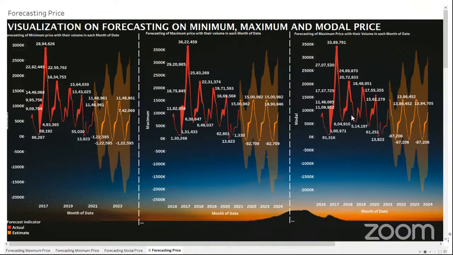Altogether, we see that 2017 has the highest values in all the three containers that we have for minimum, for maximum, as well as for modal. So this is a visualization on forecasting of minimum, maximum, and modal price that we were dealing with.